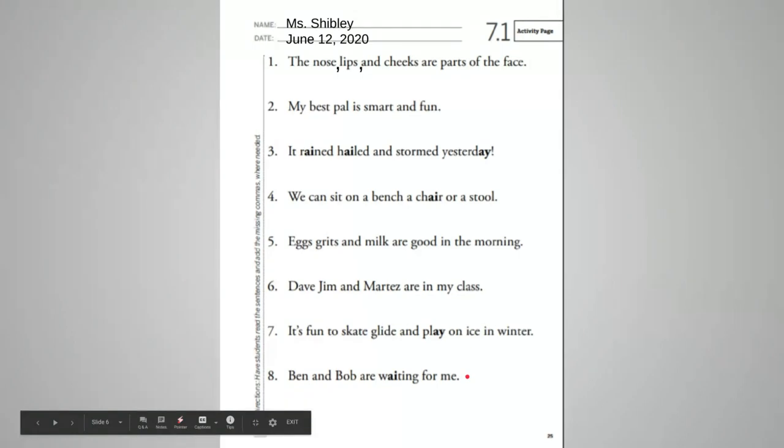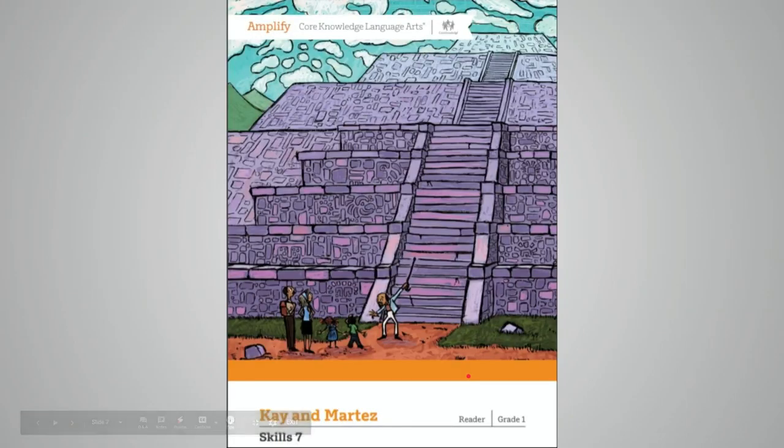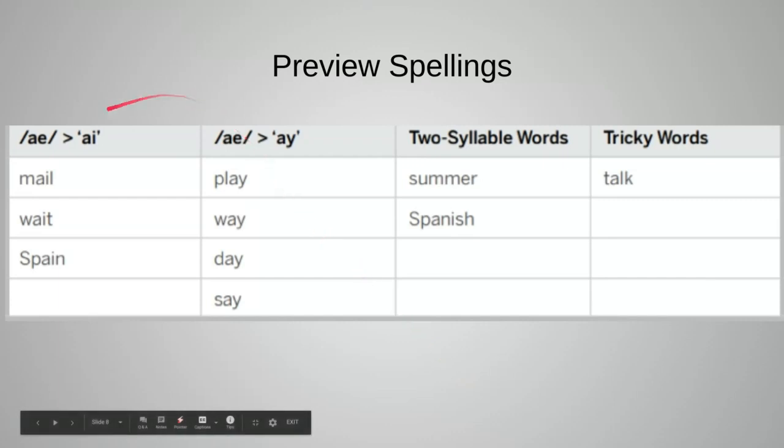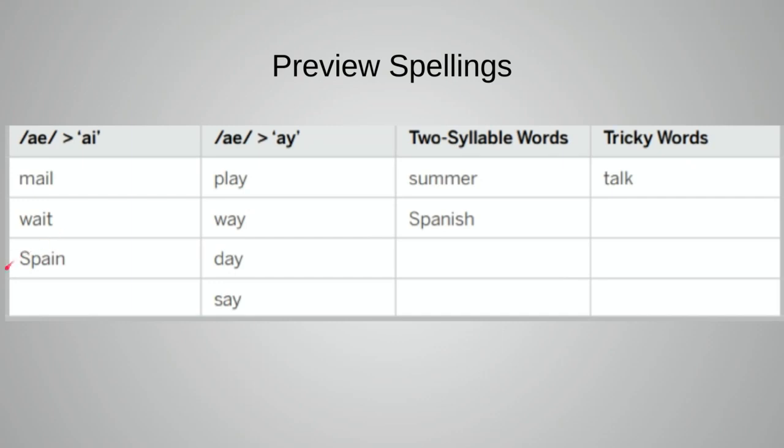Okay, now it is time for us to look at our story from Kay and Martez. We're going to start by previewing our spellings. So we have the A sound written A-I: mail, wait, Spain. We have the A sound written A-Y: play, way, day, say. We have two-syllable words: summer, Spanish. And our tricky word is talk.